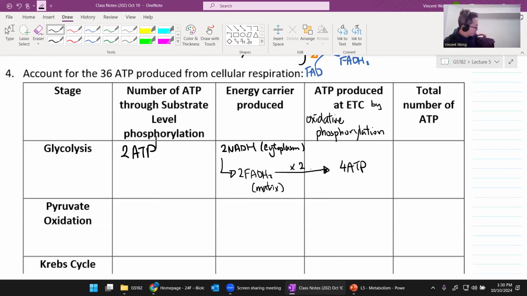In any case, if you add up all the ATP, the ones that are produced directly through substrate level phosphorylation, the two, and those that are produced indirectly, glycolysis is responsible for creating 6 ATP in total. 4 plus 2 is 6.